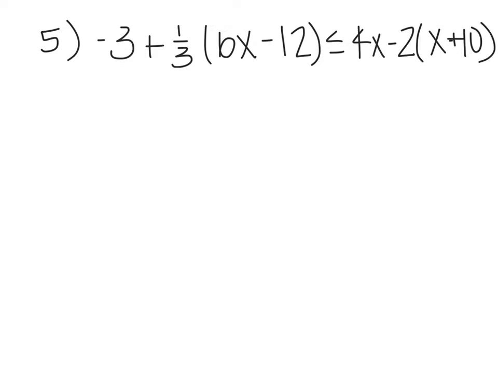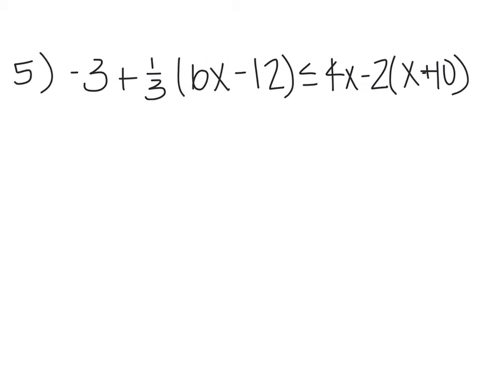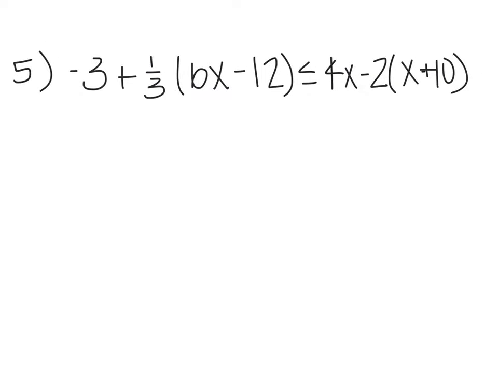All right, number 5, I have -3 plus 1/3 times 6x minus 12 is less than or equal to 4x minus 2 times x plus 10. So before I can do anything, I'm going to draw my line. I'm going to label my sides. I do have some distribution that I need to take care of. So I'm always distributing what's right in front of the parentheses. So 1/3 times x. If you're not sure what that is, use your calculator to help you out.